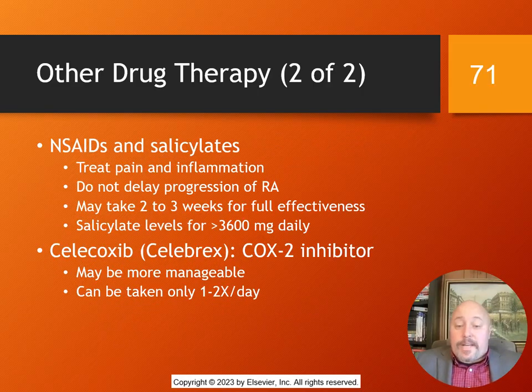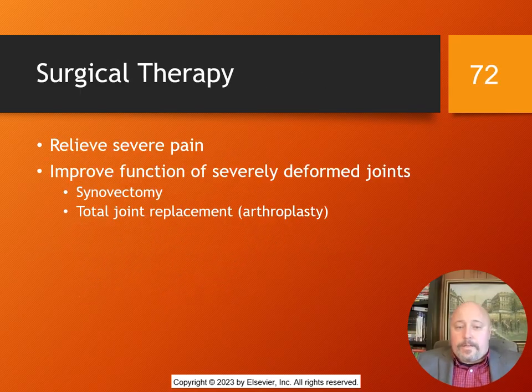You're going to see NSAIDs come up a lot in the case of both osteoarthritis and rheumatoid arthritis, just from how effective they are at both treating the pain and the inflammation. Unfortunately, they do not delay the progression of rheumatoid, but they do greatly help manage those symptoms. It may take 2 to 3 weeks for full effectiveness. And again, that Celebrex, that COX-2 inhibitor, is going to be another one you see come up a lot. In severe cases, you may see surgical therapy also recommended, everything on up to that total joint replacement. And this is going to be in the case of relieving severe deformity and pain.